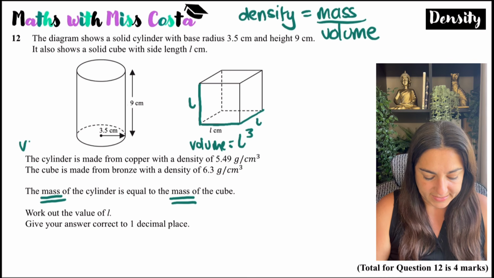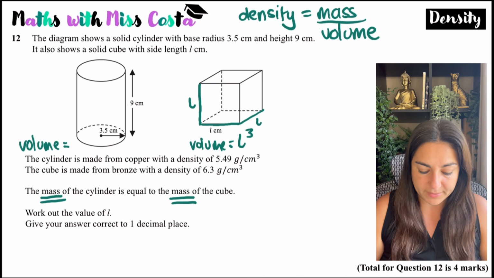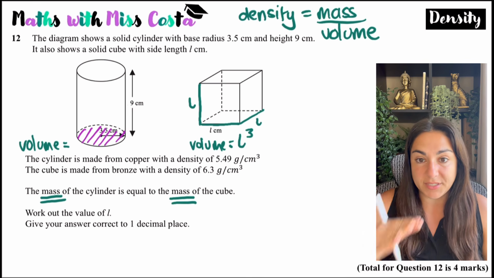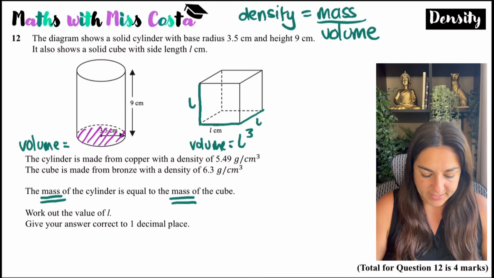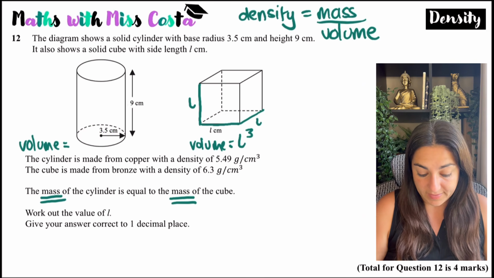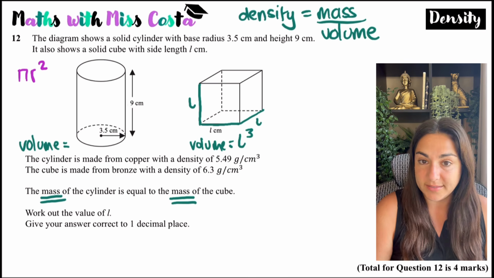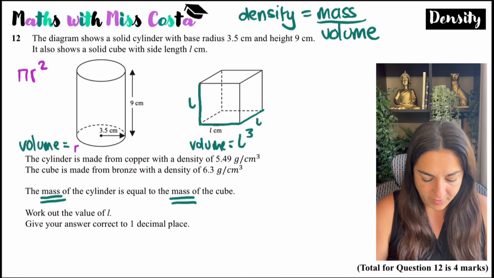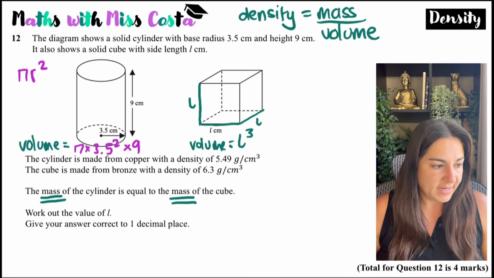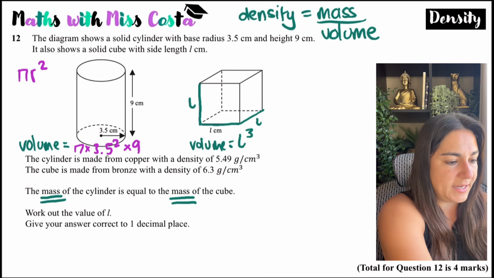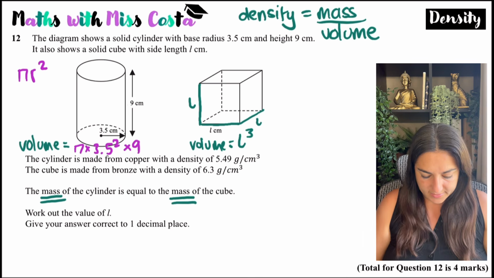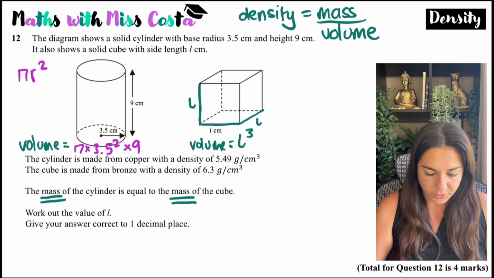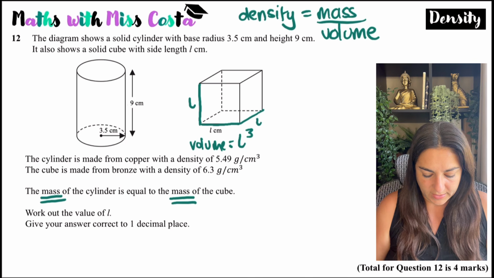Now the volume of this cylinder, how do you work out a volume of a prism? You work out the area of the cross section, which is the uniform part that you can push all the way through the shape without it changing, and you multiply it by the height. So I'm going to need to do the area of the circle, which is pi r squared. So I'm going to need to do pi times 3.5 squared times 9 to work out what the volume is. And if I type that into my calculator, I would get 346.